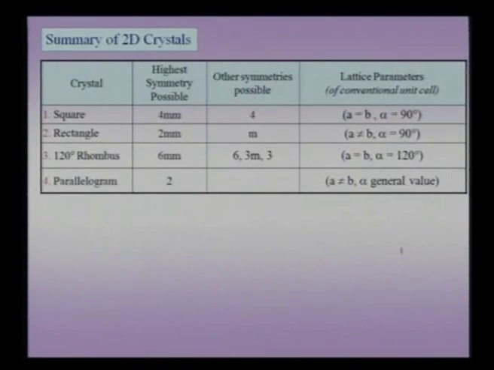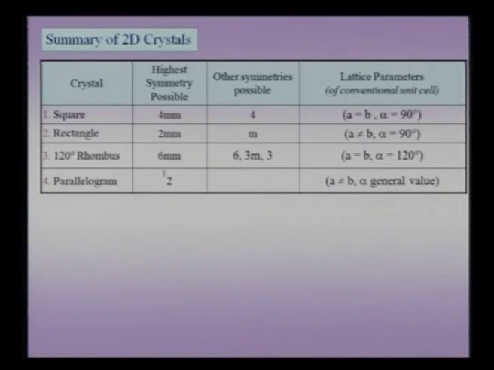We have 4 kinds of crystals in 2 dimensions, and they come in 4 symmetry classes. The square crystal, which has 2 kinds of allowed point group symmetries, which includes the 4mm and 4-fold, the rectangle crystal, which includes the 2mm and m, the rhombus crystal, which includes the 6mm, the 6, the 3m and 3, the parallelogram crystal, wherein you just have 2-fold, and finally you can conceive of a situation wherein, as in the case before, there is no symmetry left.